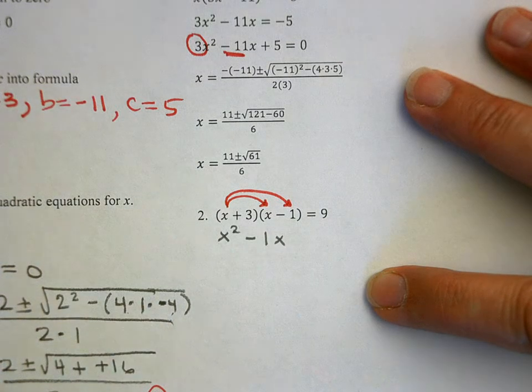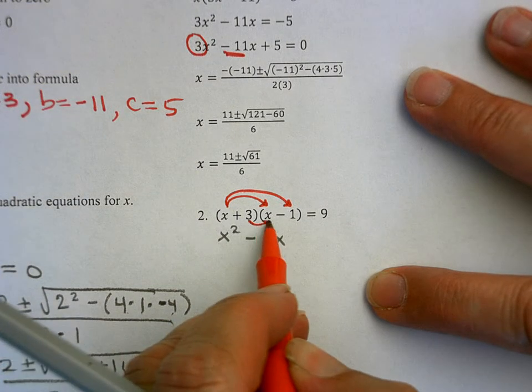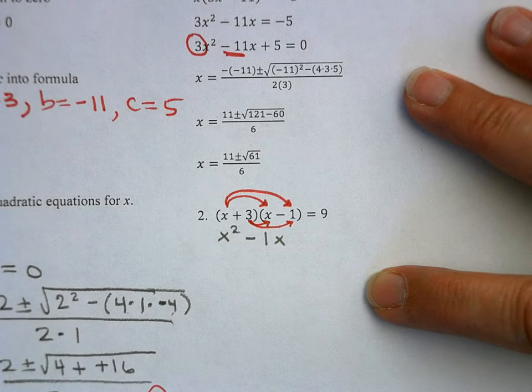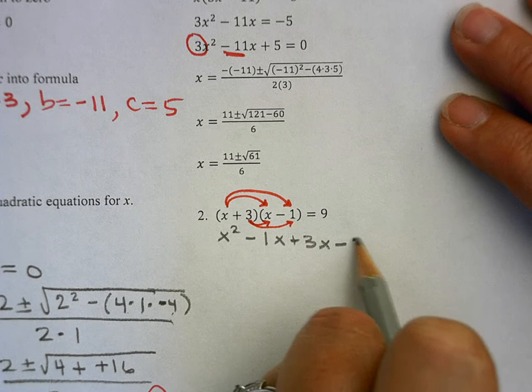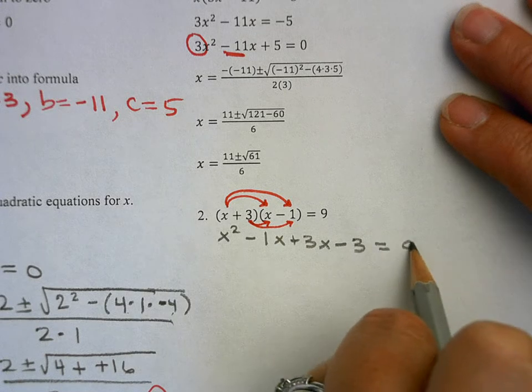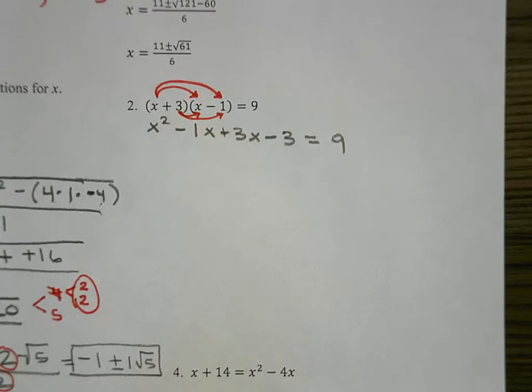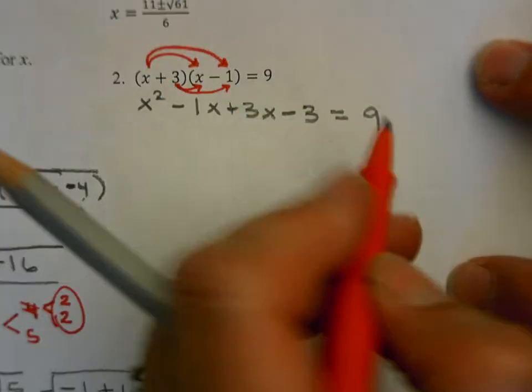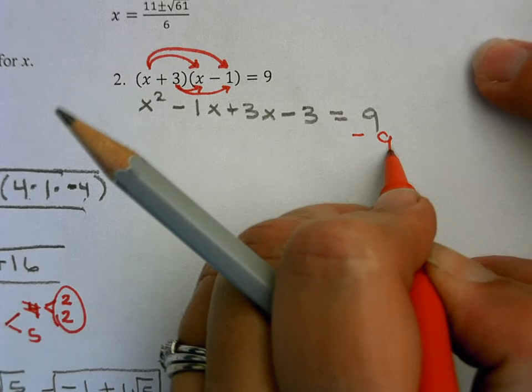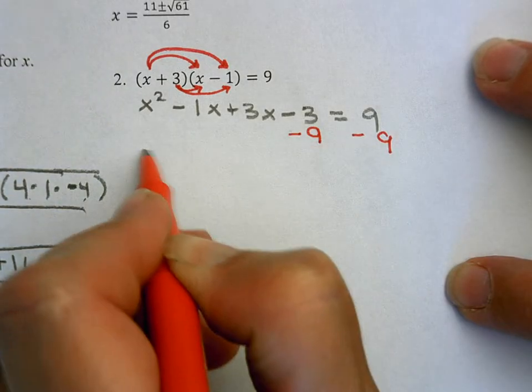And then multiply the 3 to both of these terms as well. So 3 times x is 3x, and then 3 times negative 1 is negative 3. And then now I can subtract the 9 because I have something to subtract it to, right? So I have that negative 3 I can subtract it to.